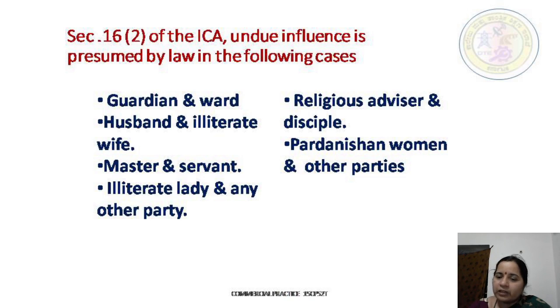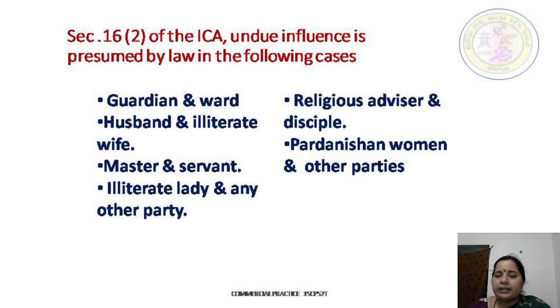Likewise, father and son. Father has some parental influence over son. Say, for example, the father had advanced some amount, say 10,000 rupees, to his son. After the son becomes a major, the father demands that the son execute a bond that he had taken 15,000 rupees. There is the presence of undue influence.